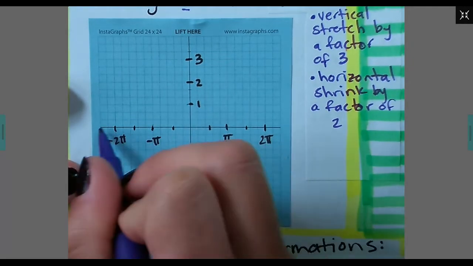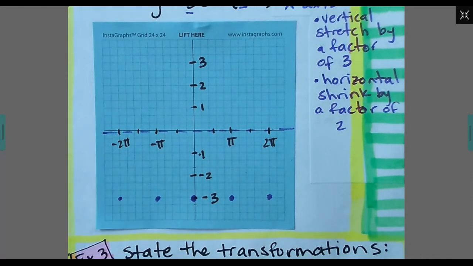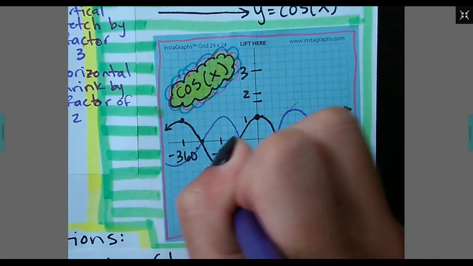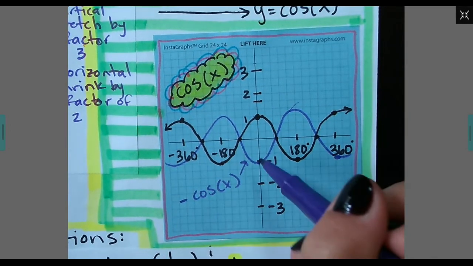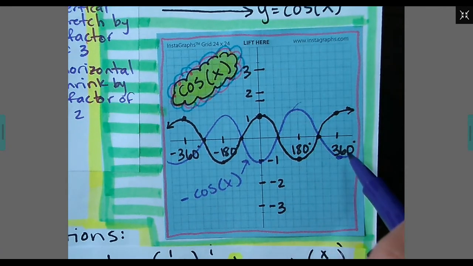Oh, and the midline of this function is just the x-axis because we're not shifting up or down any. Okay, so we're starting at the bottom at negative 3. And this purple graph here that I drew is actually negative cosine of x. Okay, so this is what we're going to be referring to. Starting at the bottom, then it goes up, and then back down.